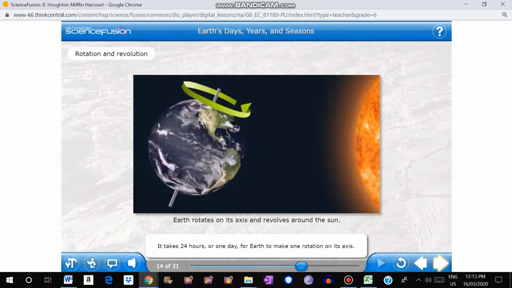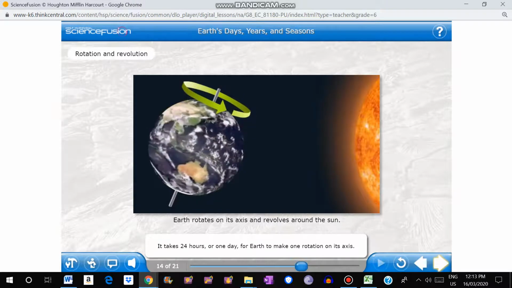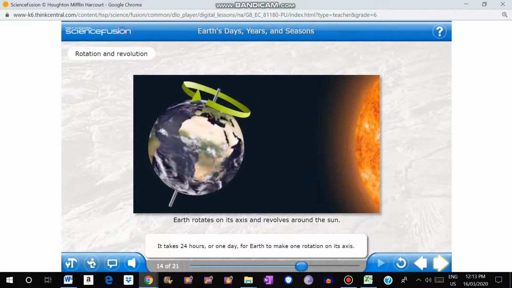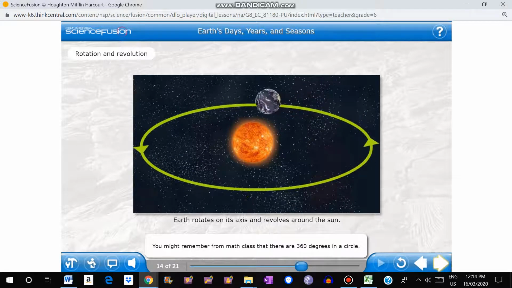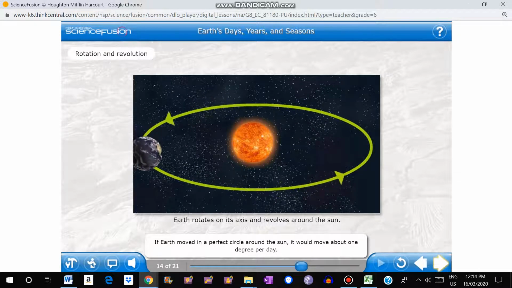It takes 24 hours or 1 day for Earth to make one rotation on its axis. It takes approximately 365 days or 1 year for Earth to make one revolution around the Sun. You might remember from math class that there are 360 degrees in a circle. If Earth moved in a perfect circle around the Sun, it would move about 1 degree per day.